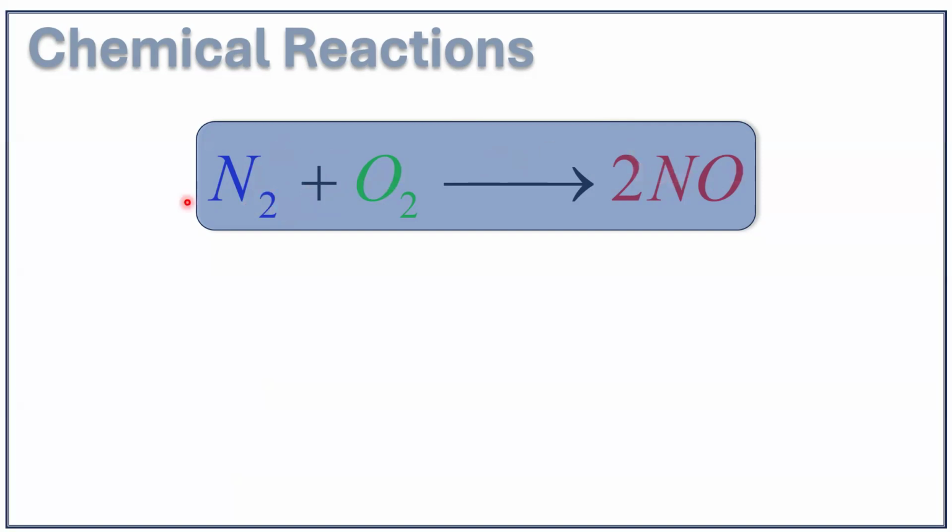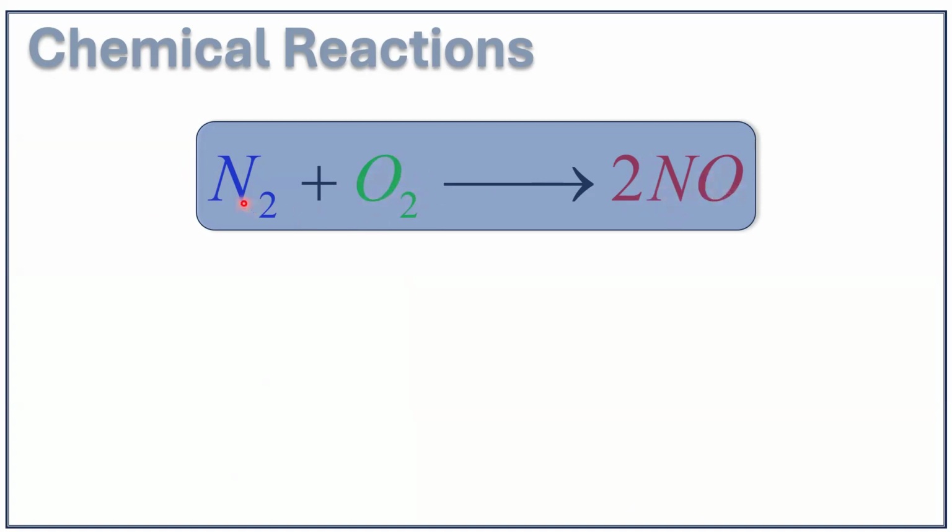Okay. The total number of atoms on the left hand side, that is the reactant side, should be equal to the total number of atoms on the product side as well, because it's based upon the law of conservation of mass. Mass can neither be created nor destroyed. So in this case, you have 2 nitrogen atoms on the left hand side, and on the product side, again 2 nitrogen atoms. On the left hand side you have 2 oxygen atoms, and on the right hand side also 2 oxygen atoms.